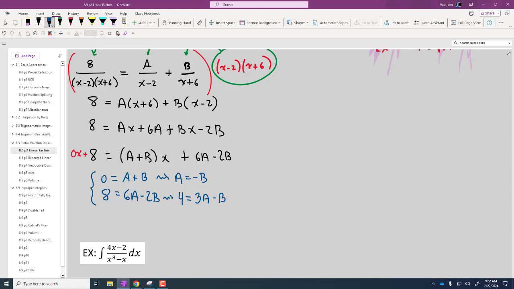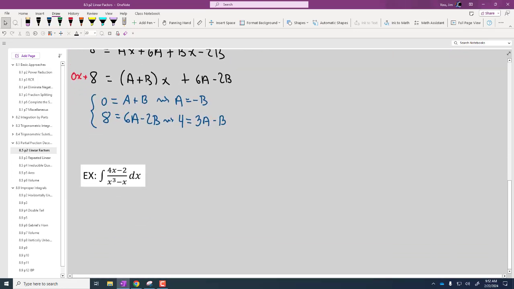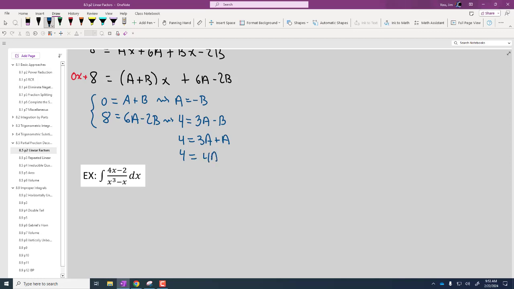And now we can plug in multiple different ways, actually. You could turn the a into a negative b, or you could turn the negative b into an a. Doesn't matter. Whatever you feel comfortable doing, does not matter. I'm just going to replace the negative b with a. So I have 4 equals 3a. Negative b is equal to a. So we have that. So we get 4a equals 4. So a is 1. And that will give us the a value of 1.